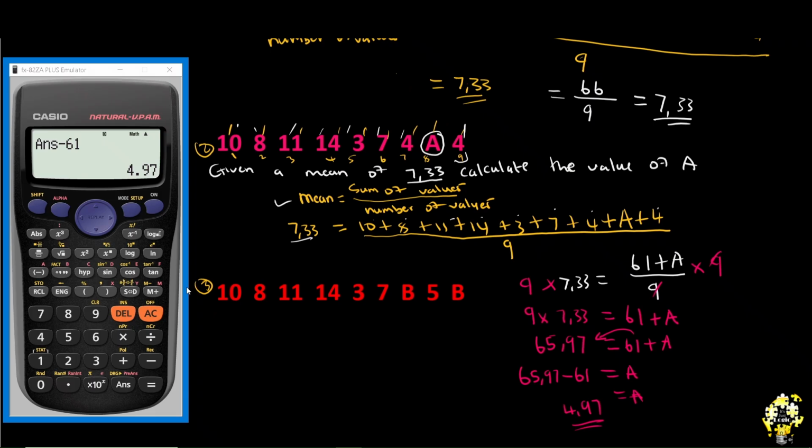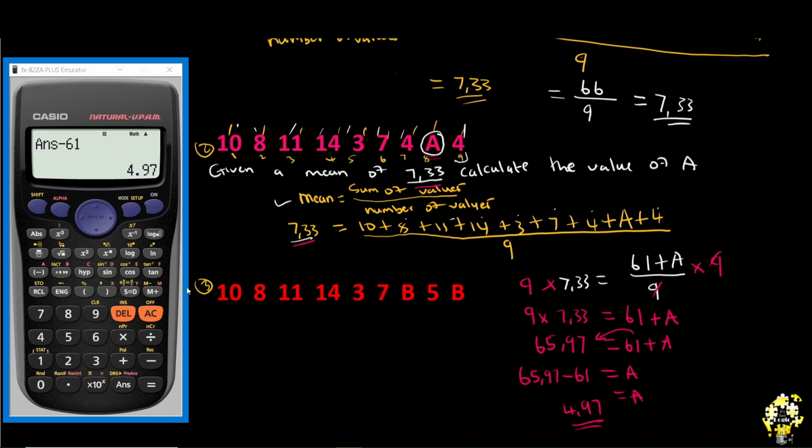I said let's leave oozing alone. I want you to be confident, fairly confident. Let's prove. Now, we're given 7.33 as the mean, and we're supposed to calculate the value of A. We have calculated the value of A to be 4.97.